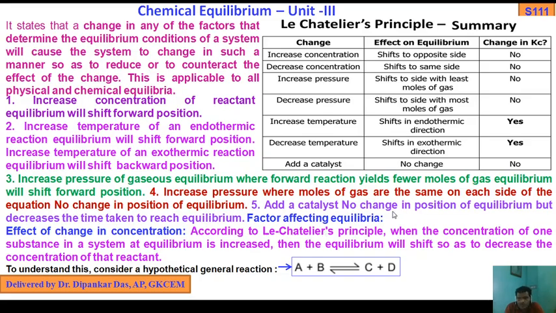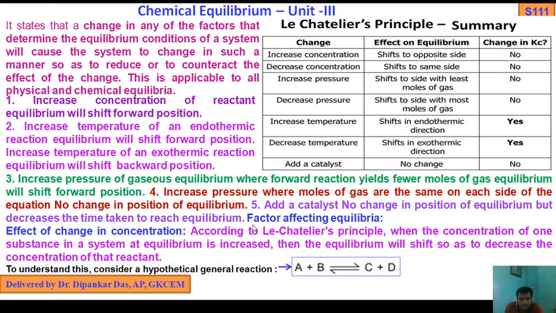Add a catalyst, no change in position of equilibrium, but it decreases the time taken to reach equilibrium. It just helps to attain the equilibrium sooner by providing an alternative path. Later we will discuss this. A catalyst provides an alternative path that requires lower activation energy.